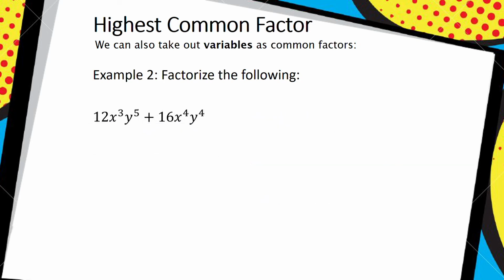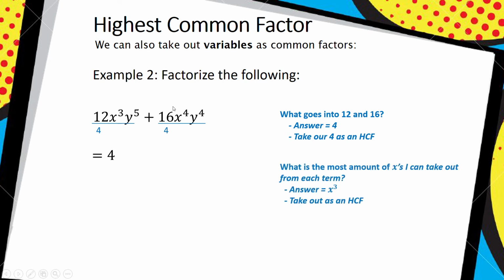Alright, so here's another one. Again, I'm going to say, well, what goes into 12 and 16? And again, the answer is 4. So I know that part of my highest common factor is going to be 4, and I'm dividing through by 4. Then I need to say how many x's can I take out? Because I can see that there's x's in both terms, and I always take out the smaller number. So I'm going to take out x to the power of 3 from both terms. So I know I'm dividing through by x to the power of 3, so that's part of my HCF.